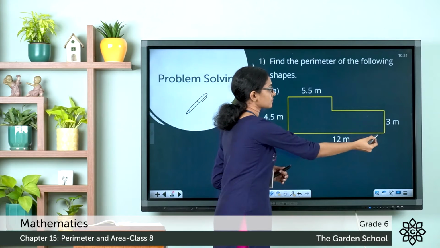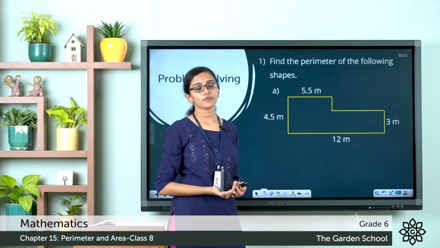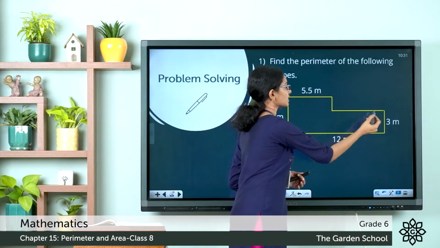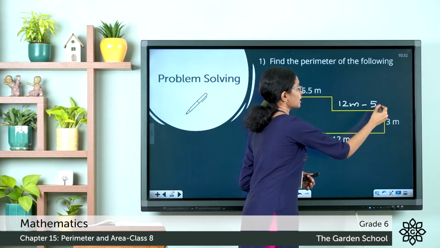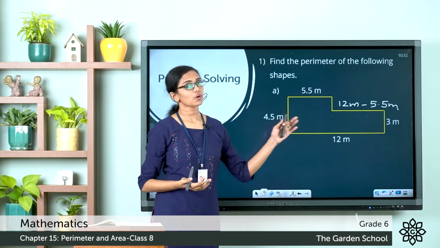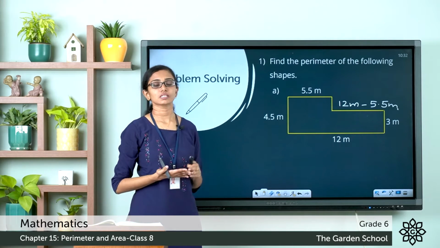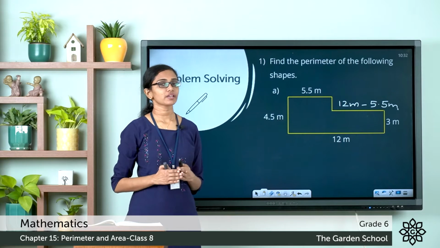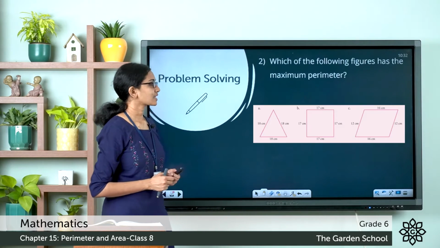We know the total length from here to here is 12 meter. From here to here it is 5.5 meter. So this length would be equal to 12 meter minus 5.5 meter. Once you get the length of all the sides, you can easily find out the perimeter by adding up all these lengths. Now you can draw this figure in your notebook and work it out. Let's discuss the next question.